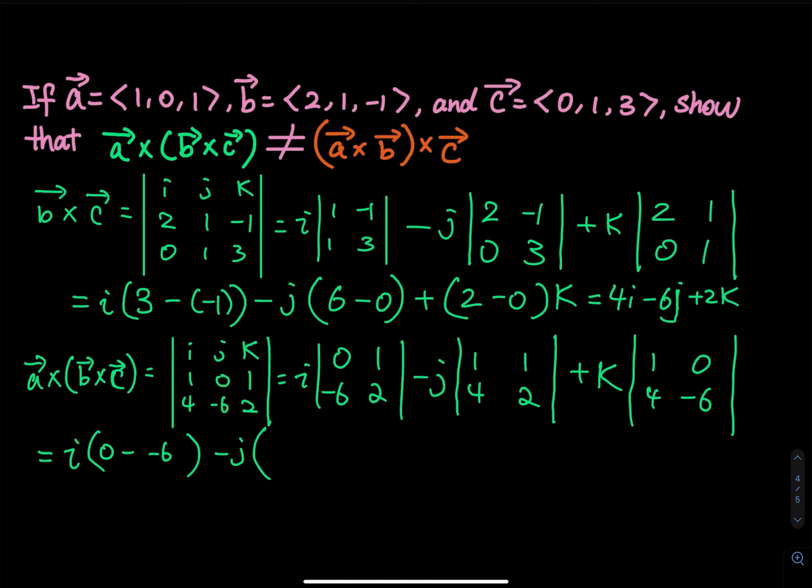And then parenthesis, 1 times 2 is equal to 2, minus 1 times 4 is equal to 4, and then plus k. 1 times negative 6 plus 0 times 4, and then that is equal to 6i, and then minus 2j, okay, plus 2j, and then minus 6k. Okay, so this is the end of the green product.